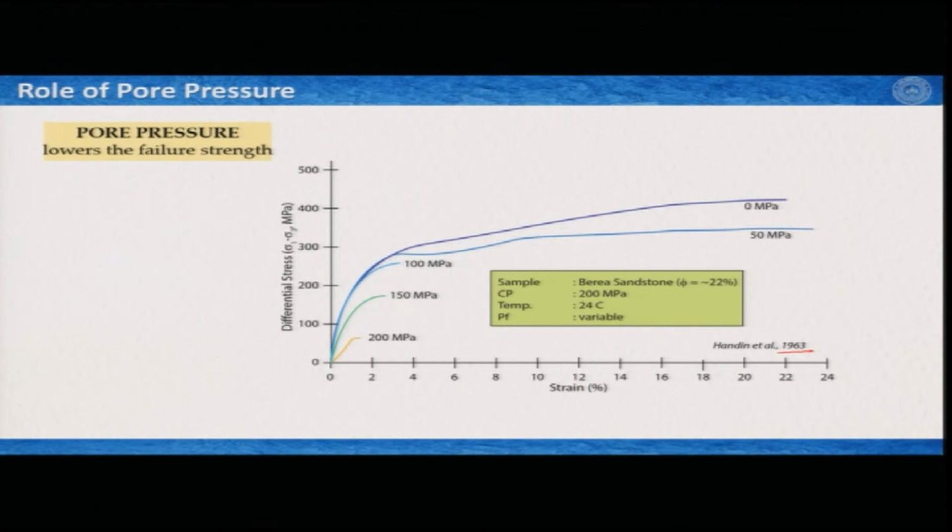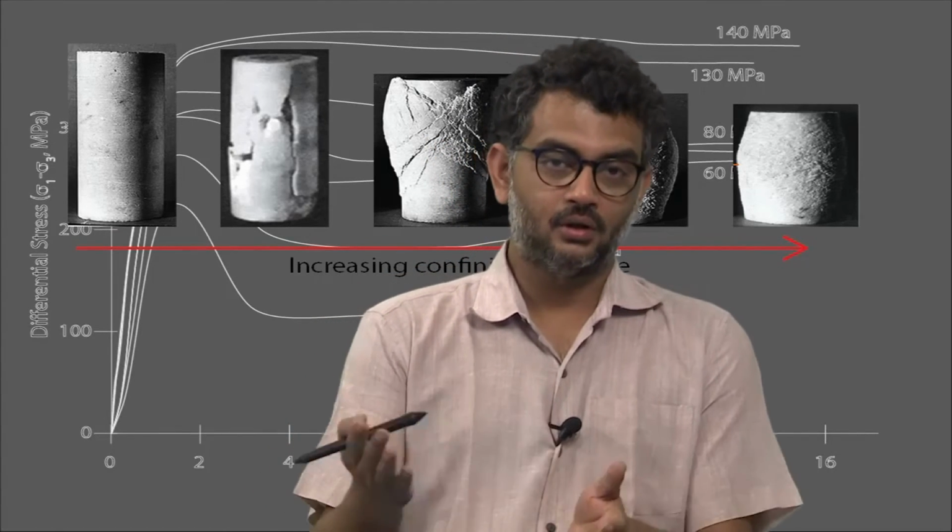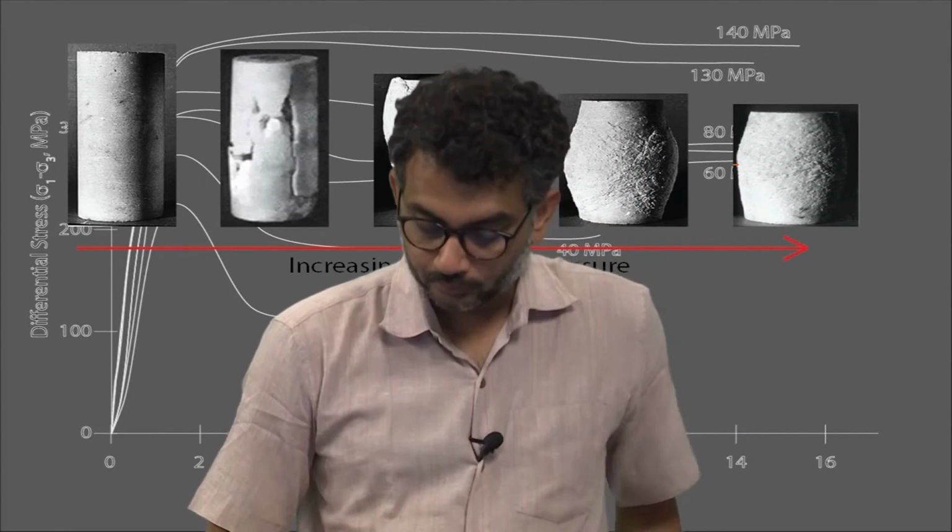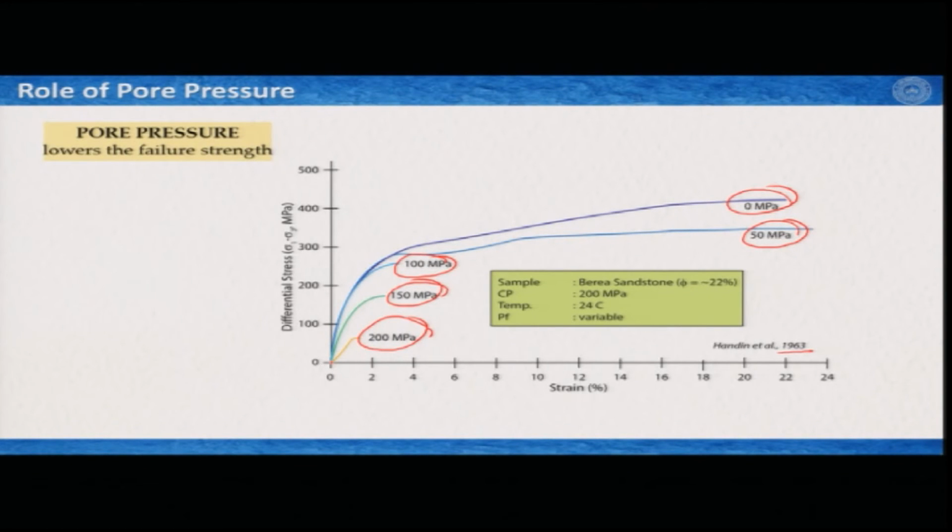The confinement was 200 megapascal. The experiments were performed at room temperature, and what Handin did, he varied the pore pressure. So, these values here at the bottom of the curve, these are your pore pressure values at 200 megapascal. So, when the pore pressure is equal to the confining pressure, that means the rock is almost at room pressure, because 200 minus 200 comes to 0, close to 0. So, here we see that the strength is very low, right, this orange curve.